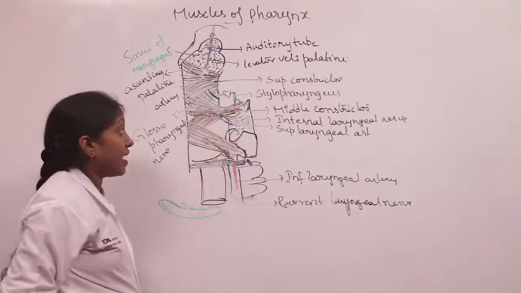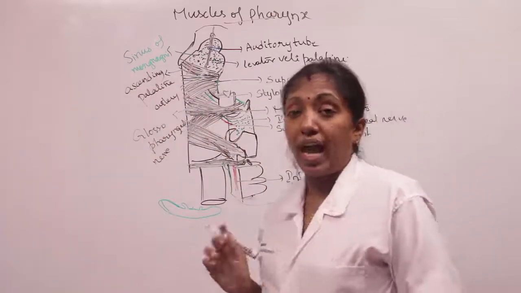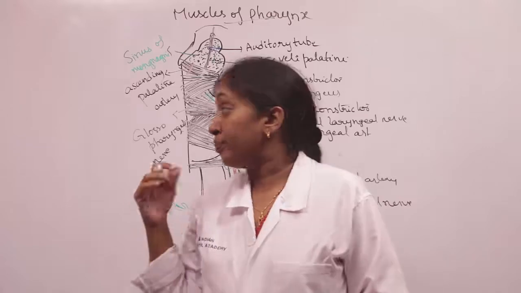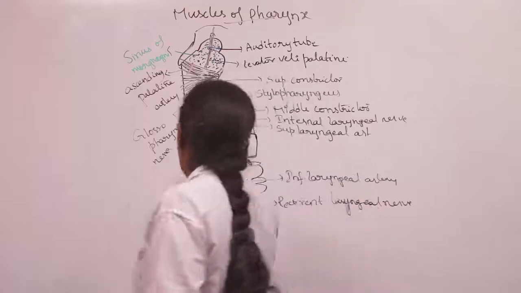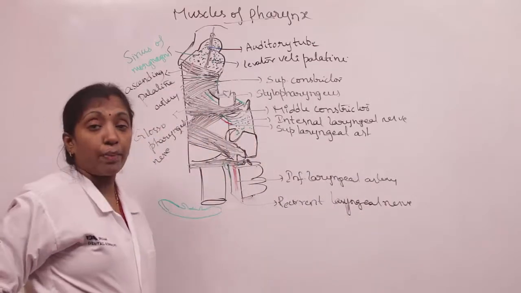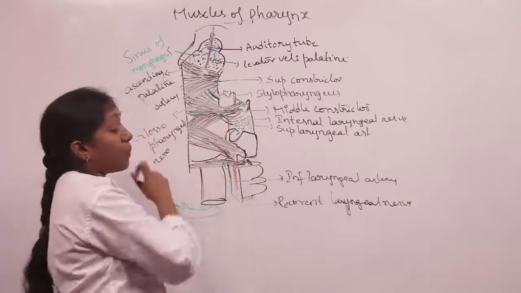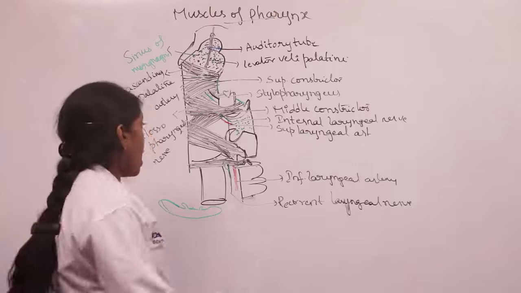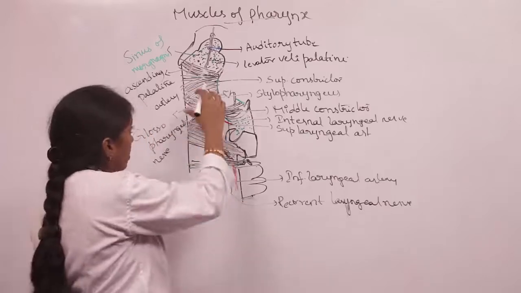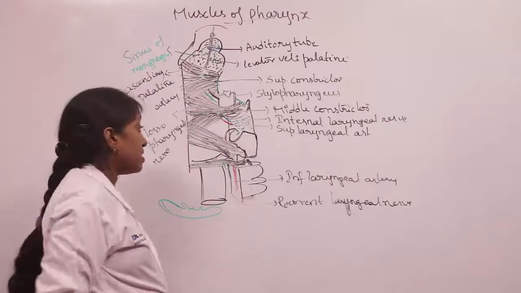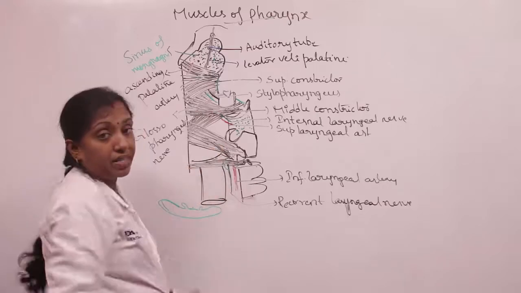The middle constrictor muscle arises from the greater cornu as well as the lesser cornu of the hyoid bone, and also from the lower part of the stylohyoid ligament. It is inserted backward to the median raphe. The upper fibers overlap the lower fibers of the superior constrictor, whereas the lower fibers of the middle constrictor are overlapped by the upper fibers of the inferior constrictor. So that's about the middle constrictor muscle, which is one of the muscles of the circular coat of the pharynx. And coming to the inferior constrictor muscle of the pharynx.